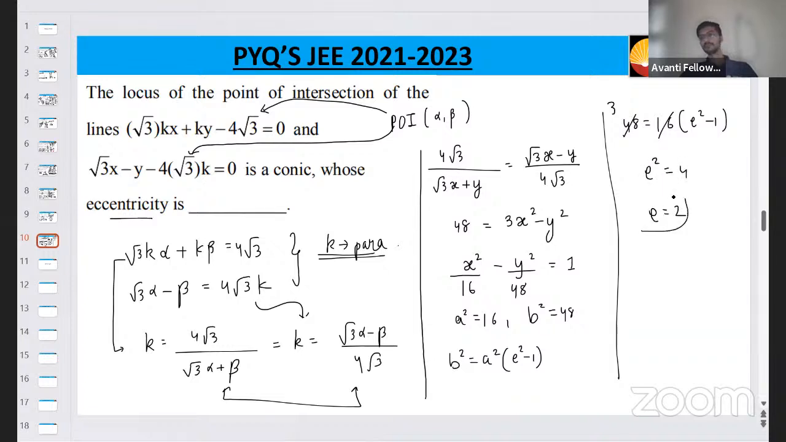E will be 2. Now I hope you know why I'm not writing plus minus 2. Plus minus 2 I may write, but hyperbola eccentricity is always greater than 1. Am I right? Yes. Always greater than 1. That means it is always positive. That's why I'm writing 2. So this is an integer type question whose answer will be 2.